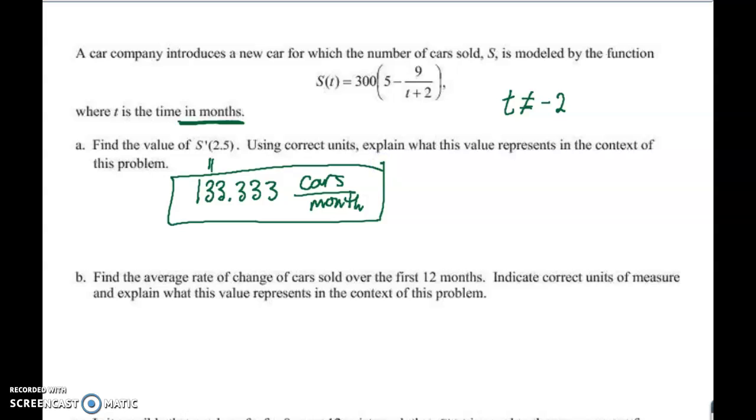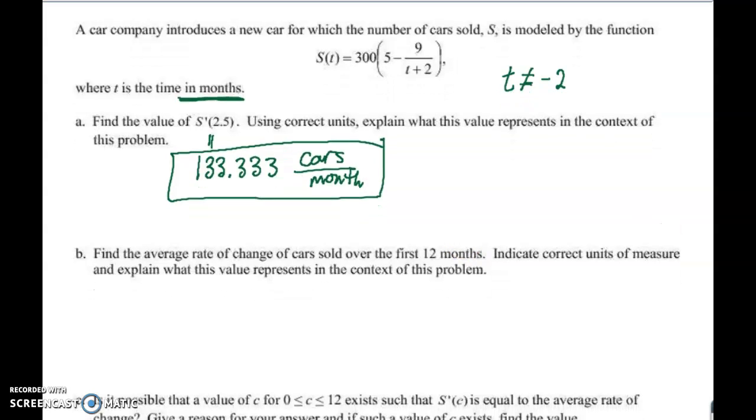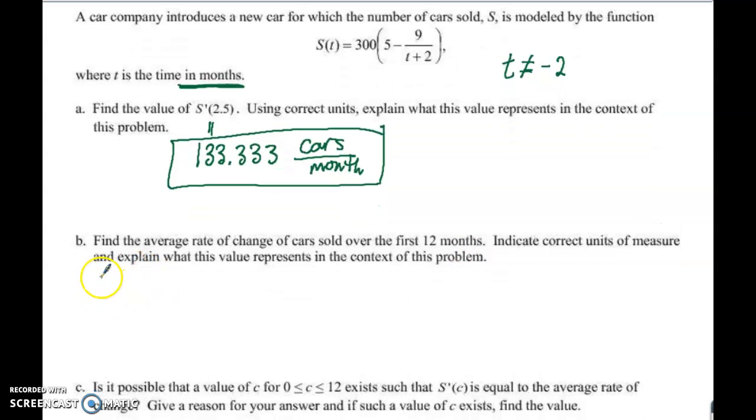So find the average rate of change of cars sold over the first 12 months. That would be doing S. So average is my clue that we're going to do the slope. So S of 12 minus S of 0 over 12 minus 0.